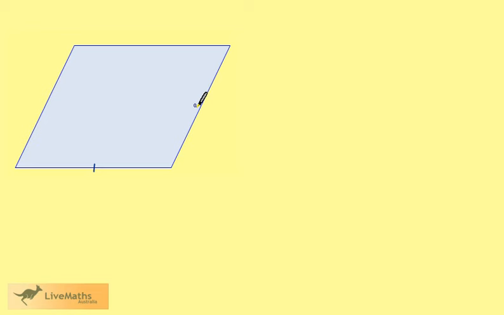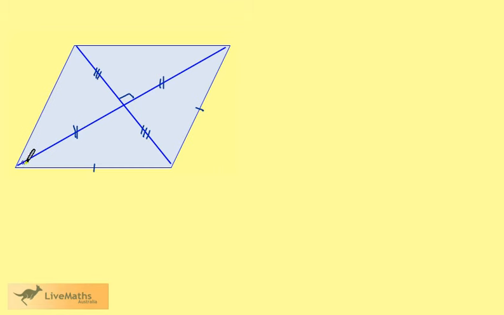This shape is a rhombus. It's like a parallelogram, but all of the sides are the same length. The rhombus has the property that the diagonals bisect each other. So this is exactly the same length as this, and this is exactly the same length as this, but they also cut at right angles.